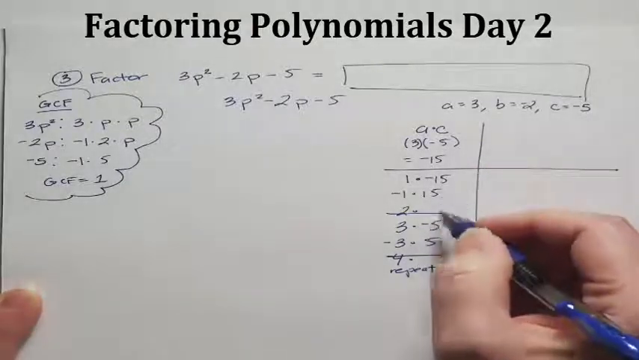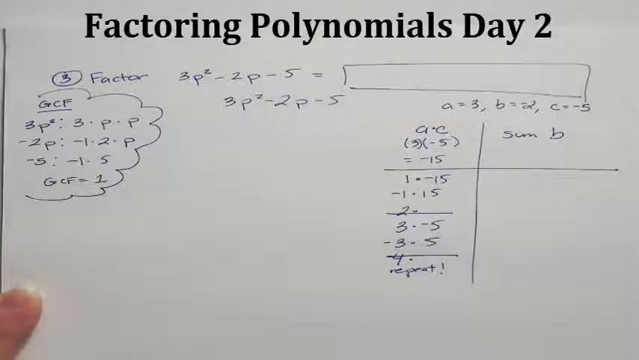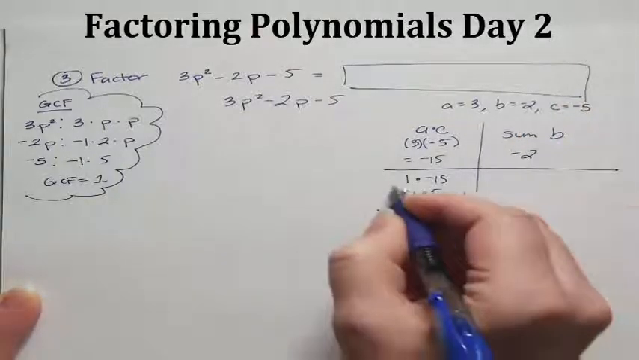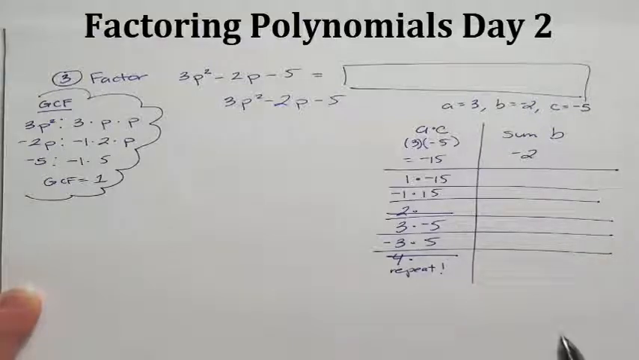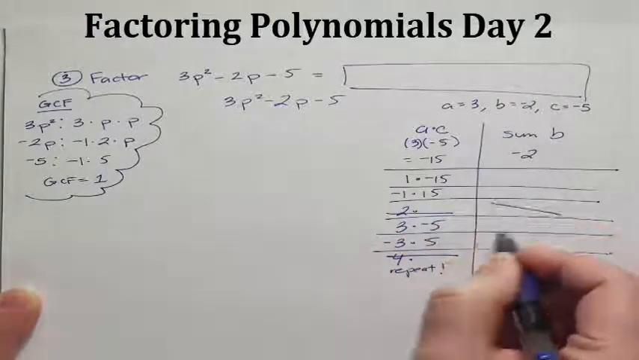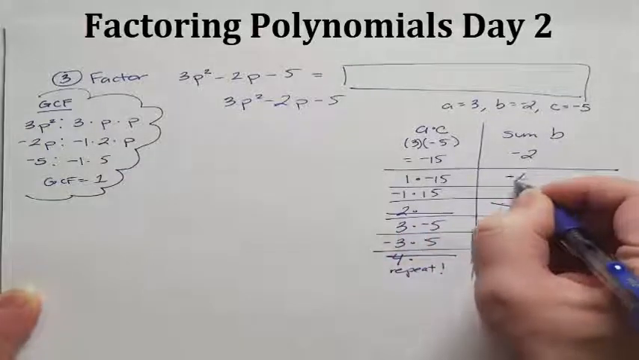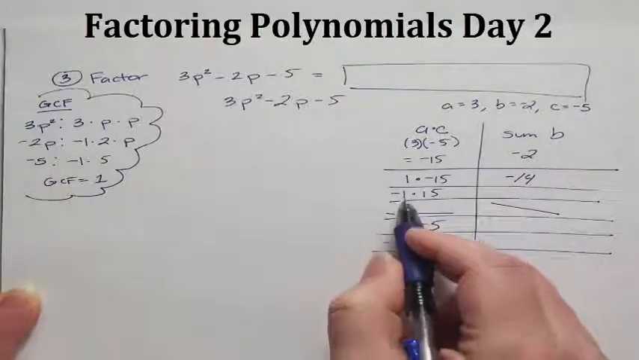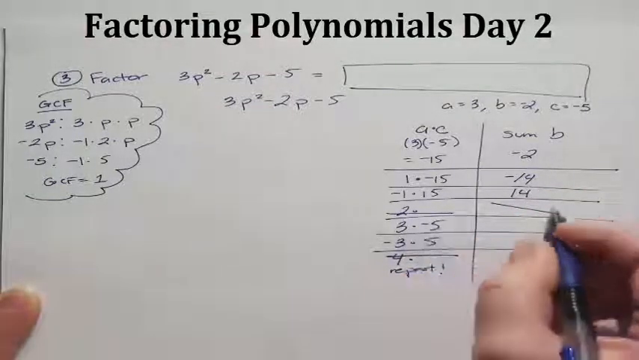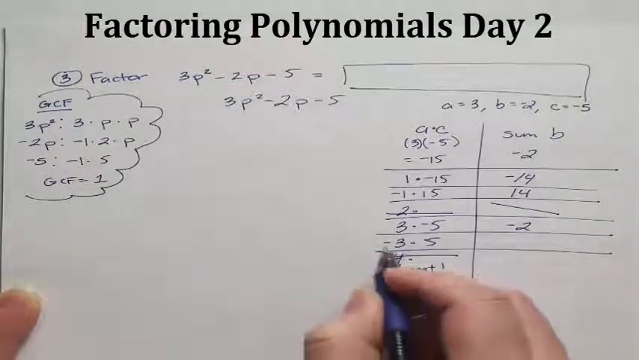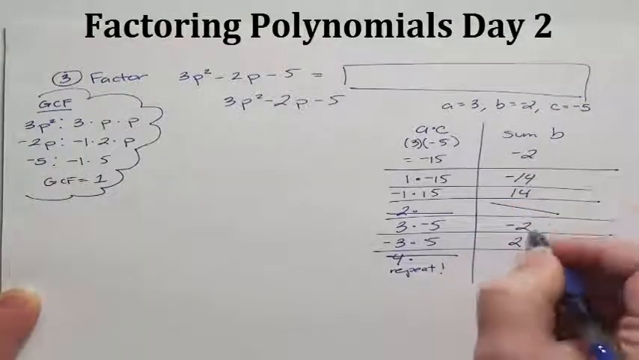Now, of these 4 ways, one of them needs to add up to give me a sum of B. B is negative 2. So we're going to go through these ways, and we're going to see who gives us negative 2. 1 and a negative 15 add together to give me a negative 14. Negative 1 and 15 add together to give me 14. 3 and negative 5 add together to give me a negative 2. Negative 3 and 5 add together to give me a positive 2. I'm looking for a negative 2.